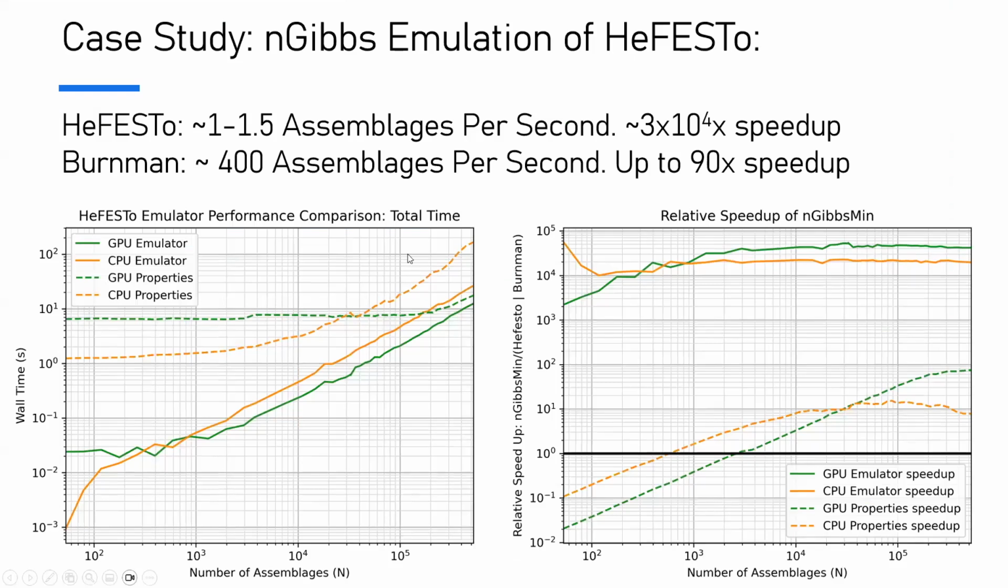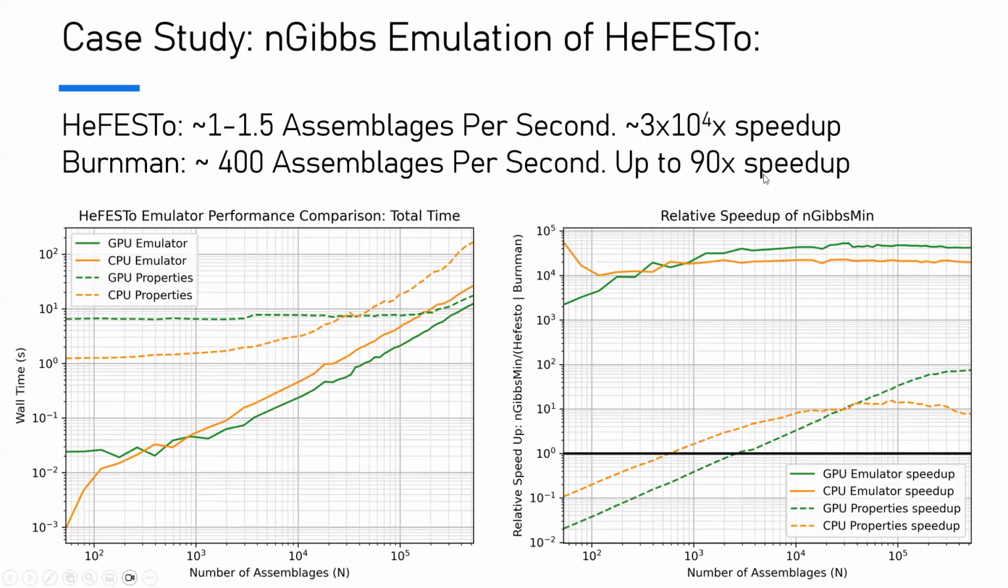Here are some graphs of the speed up and the computation time. In my experience, I was getting about 1 to 1.5 assemblages per second running HeFESTO on my machine. And with Burnman, I was getting about 400 per second using the composite class.